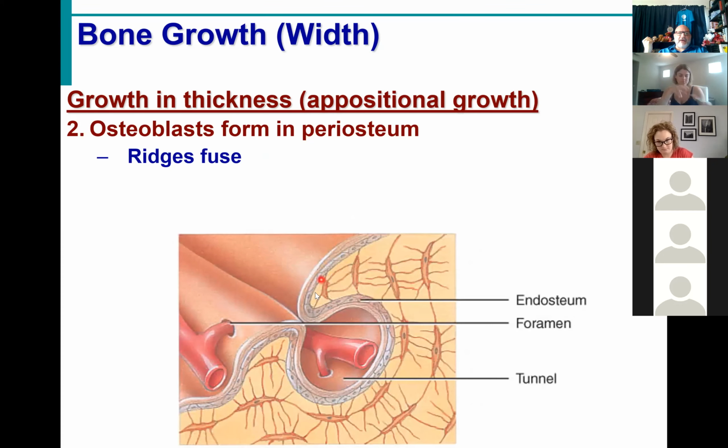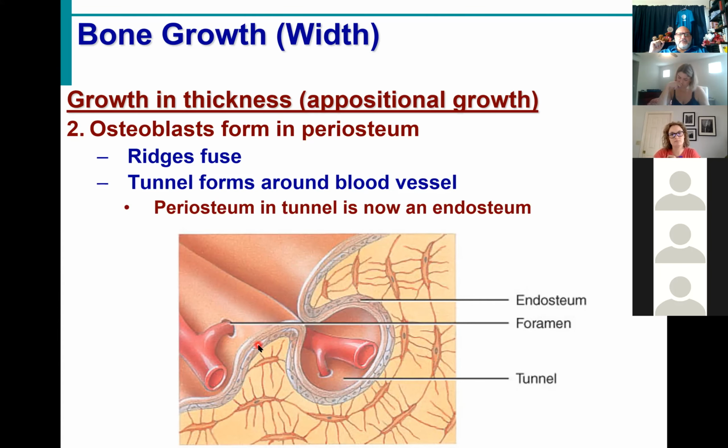As these ridges expand, the periosteal ridges are going to fuse together. And again, notice this does a much nicer job of showing how that periosteum is still contained within that space. So when it pinches it off, it forms a tunnel around the blood vessel, but that tunnel still has a periosteum, although now it's surrounded by bone, so it's not a periosteum anymore. It is an endosteum, but it still contains those immature cells, so we can make new layers of matrix.